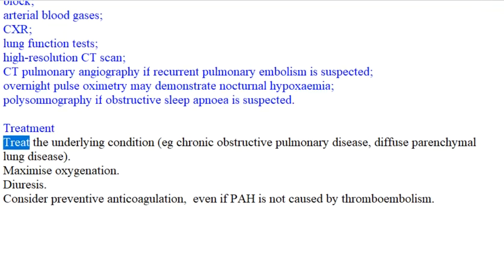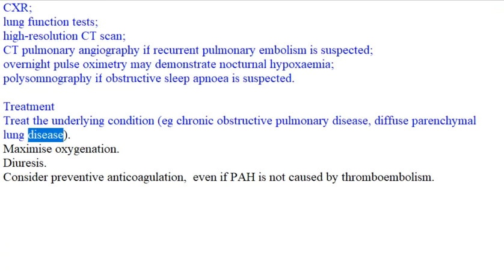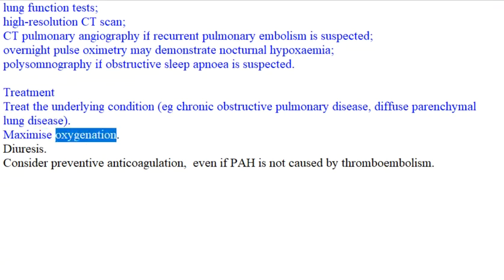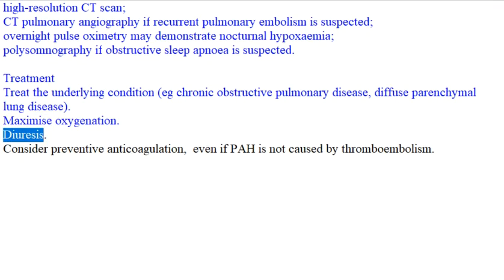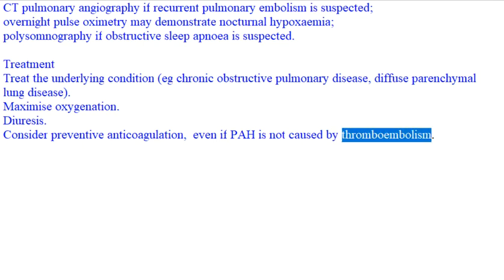Treatment. Treat the underlying condition, e.g. chronic obstructive pulmonary disease, diffuse parenchymal lung disease. Maximize oxygenation. Diuresis. Consider preventive anticoagulation, even if PAH is not caused by thromboembolism.